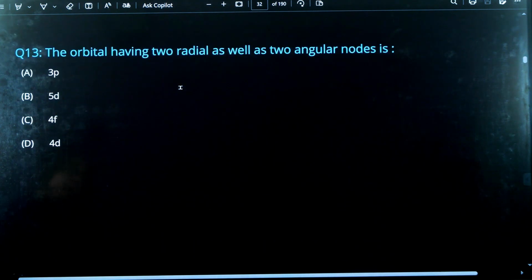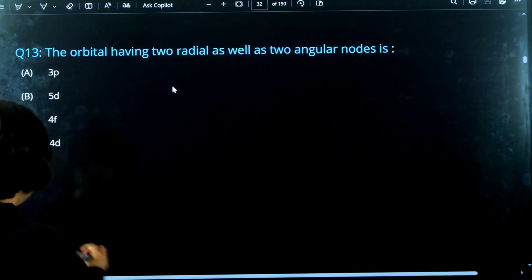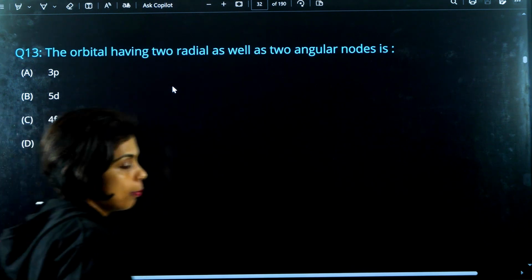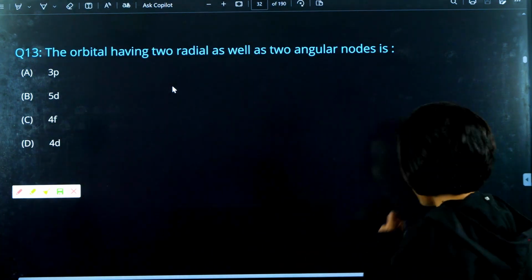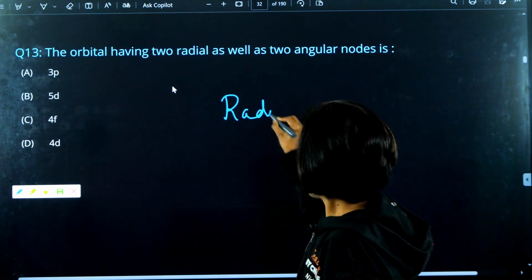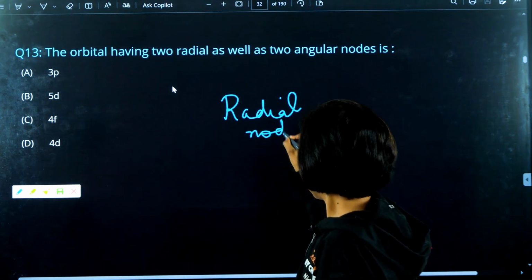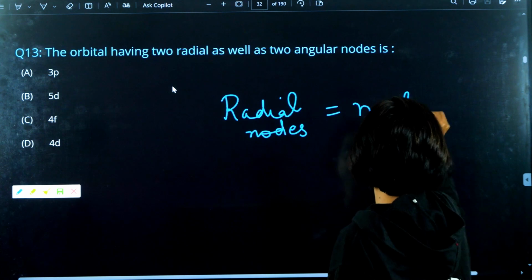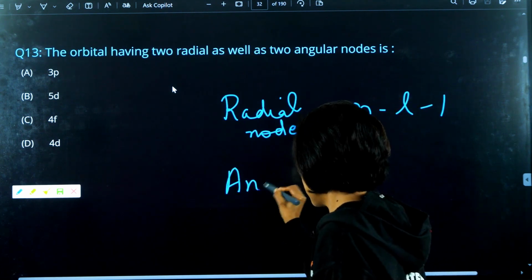Okay, the orbital having 2 radial as well as 2 angular nodes. The formula for radial nodes is n minus l minus 1, and angular nodes is l.